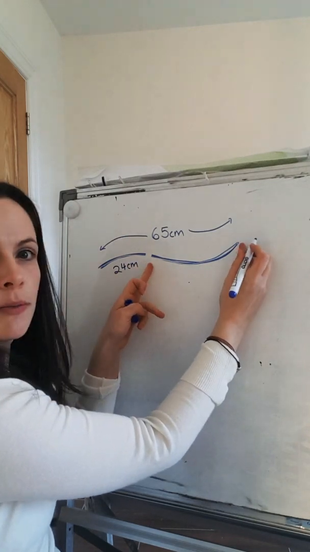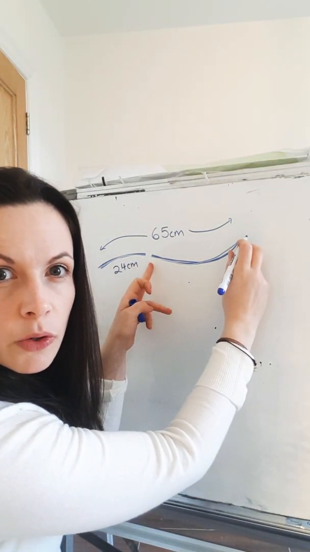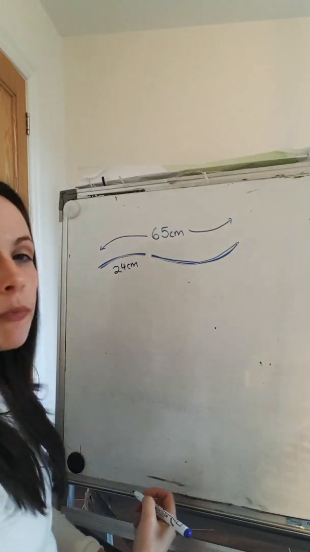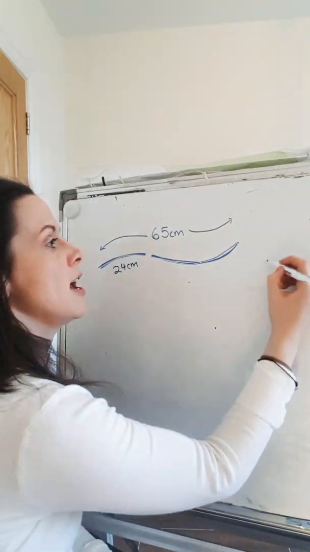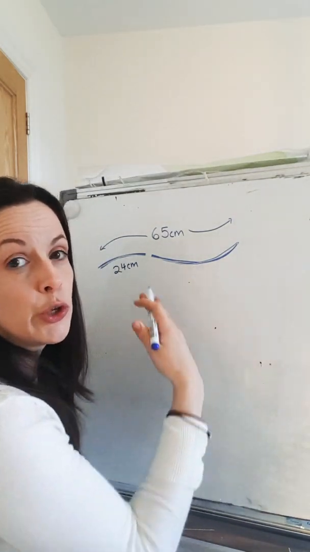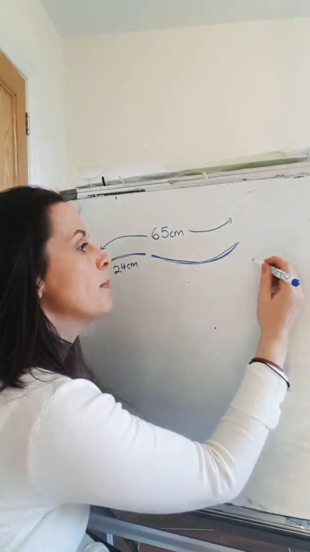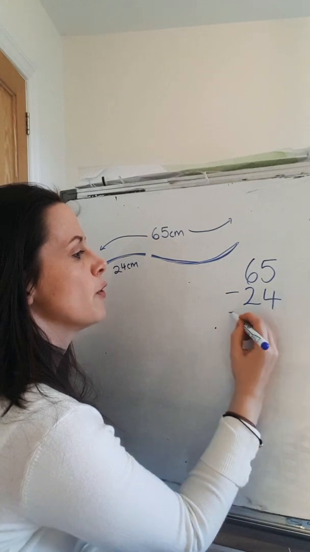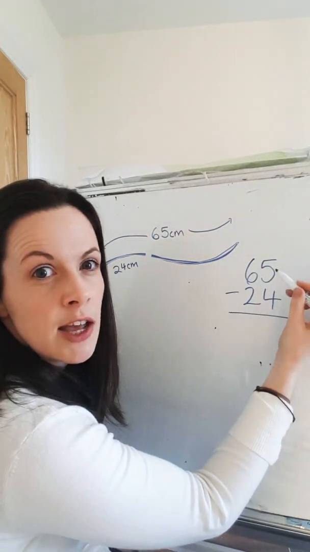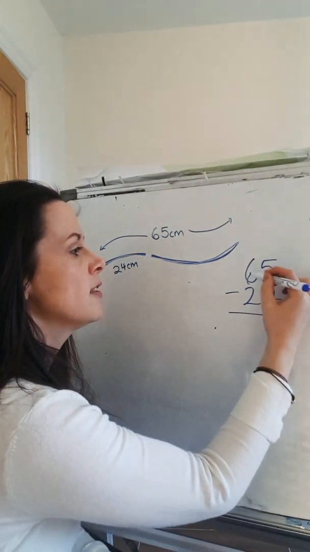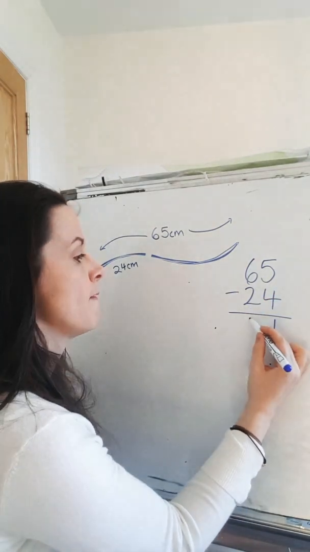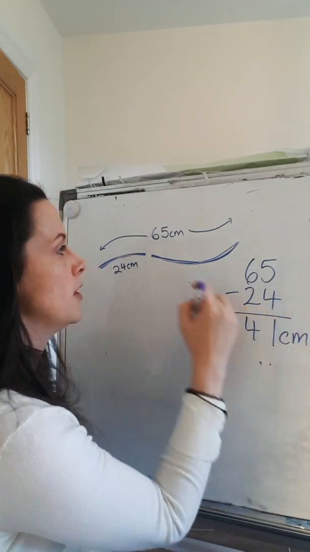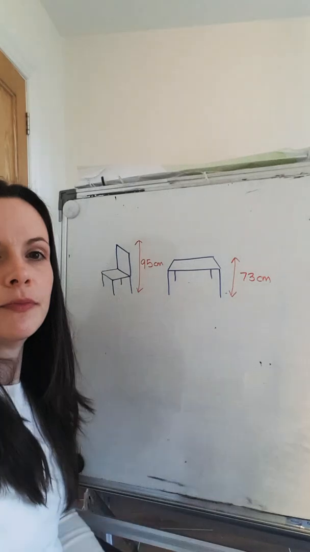What's left? What's this piece? Okay, so the quickest way to do that is to take away. And I'm going to write it downwards. You can do it in your own way, but we're going to do 65, take away 24. Do the units first. 5 take away 4 is 1. 6 take away 2 is 4. 41 centimeters is left, this piece.